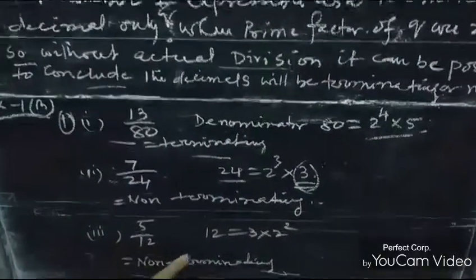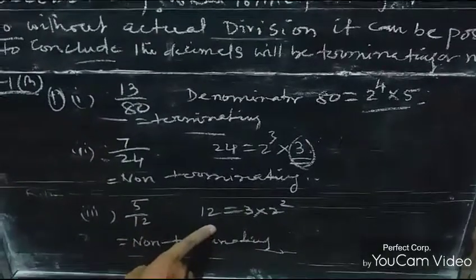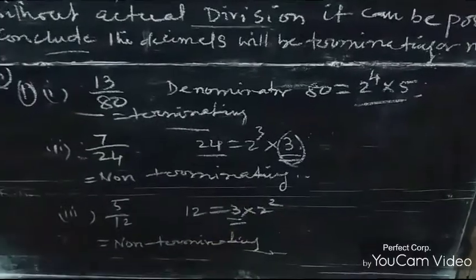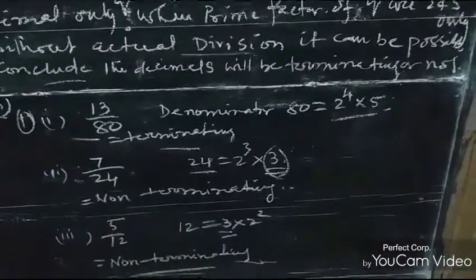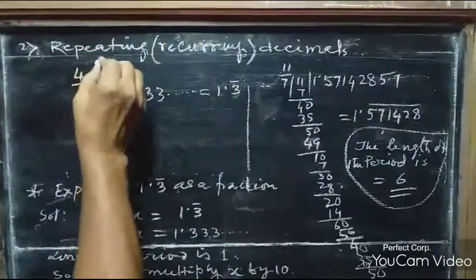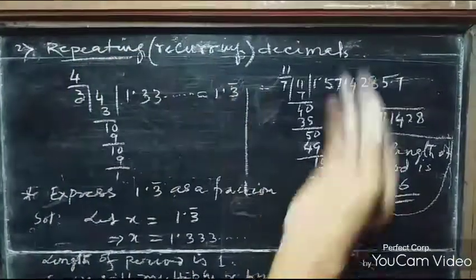Here is 5 by 12, another number I am taking. The denominator is 12, that is 3 into 2 square. That is, 3 has come, other than 2 and 5. So this is non-terminating. The next number I talked about: after not terminating, it may be repeating also.